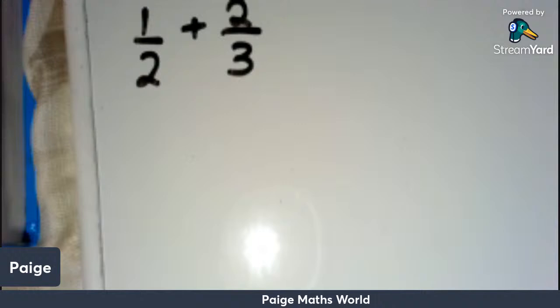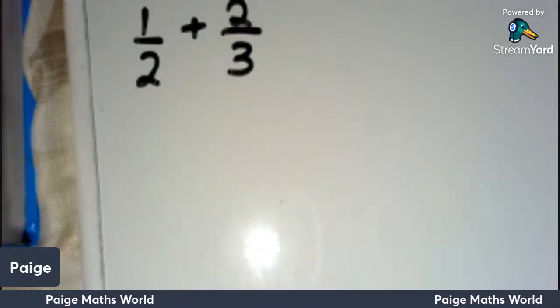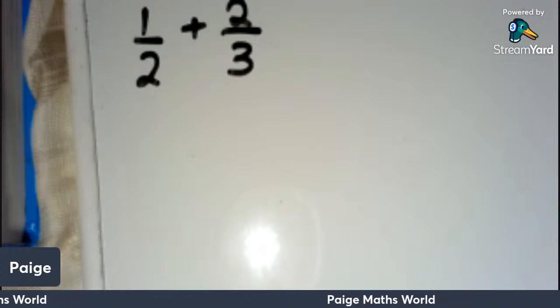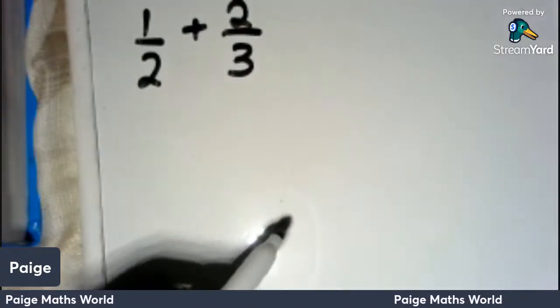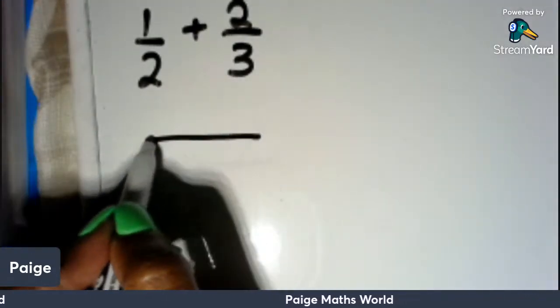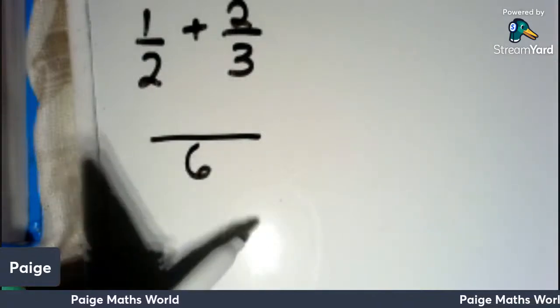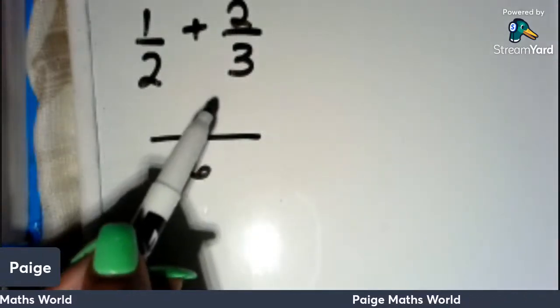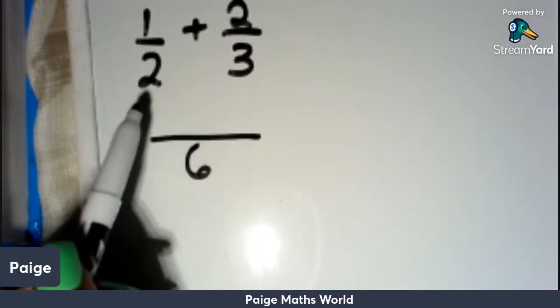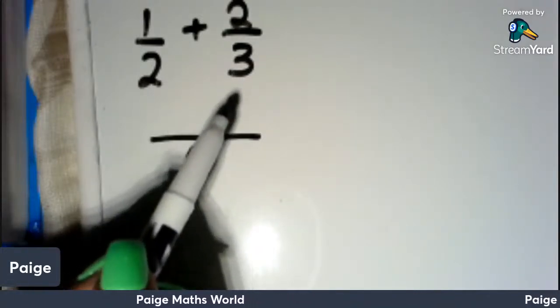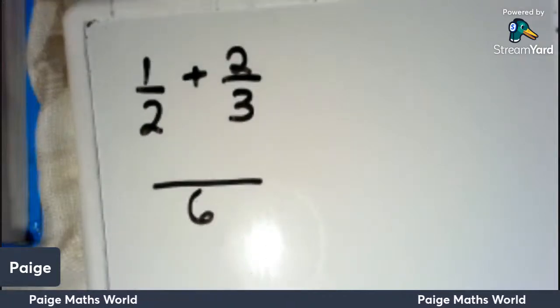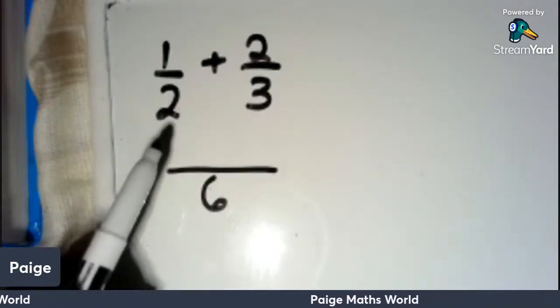All right. So again, if you're adding fractions with different denominators, we have to find the LCM. That's the lowest common multiple between 2 and 3, and the lowest common multiple would be 6. So we create a divisor line to represent that. Between 2 and 3, our common multiple would be 6 because 2 can go into 6 and 3 can go also into 6.